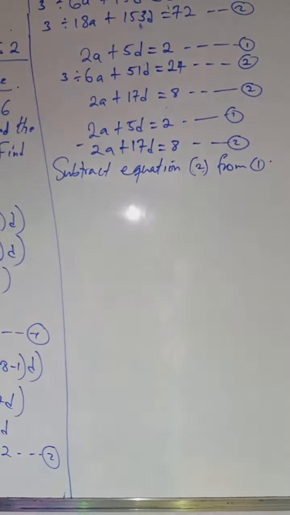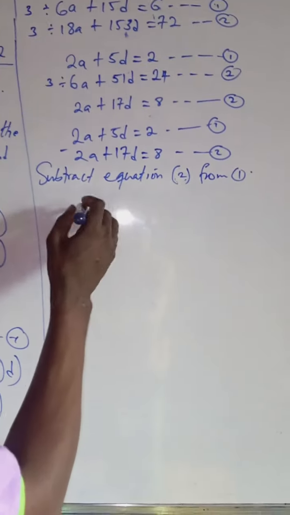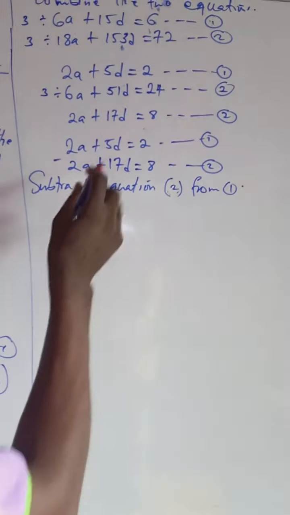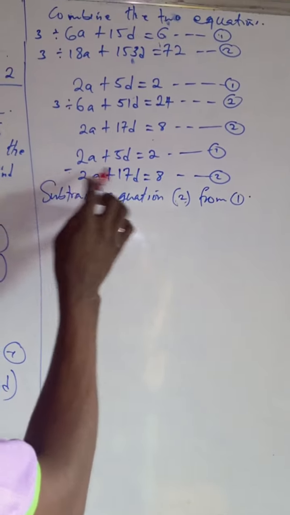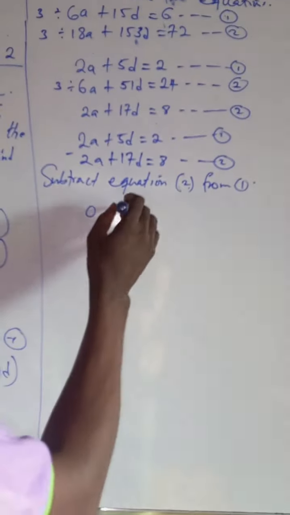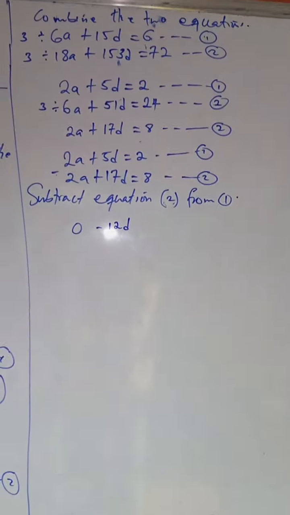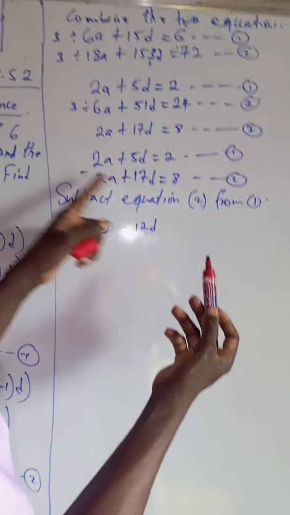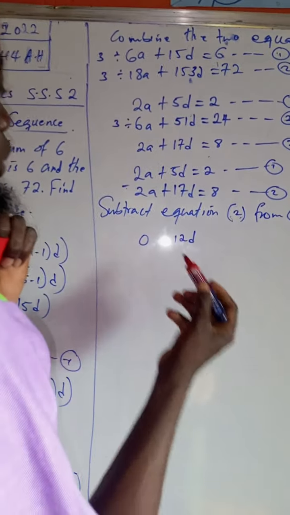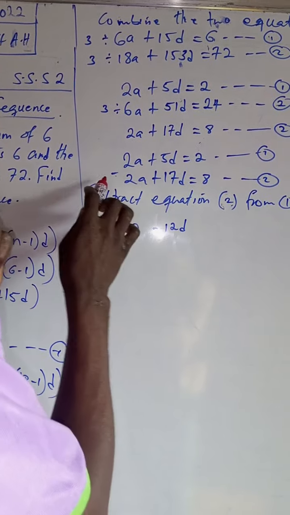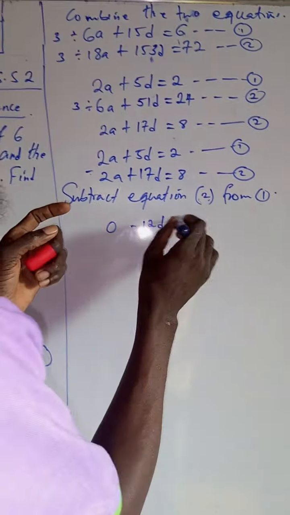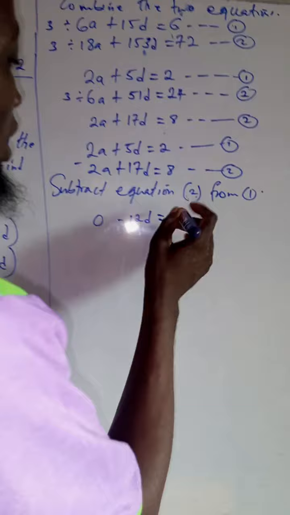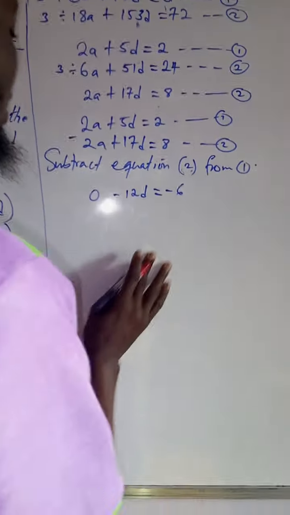So 2a minus 2a will give me 0. That's what I want, to eliminate a. Then 5d minus 17d is going to give me minus 12d. If they have a negative, it will also reflect. This will be equal to 2 minus 8, which gives us minus 6.